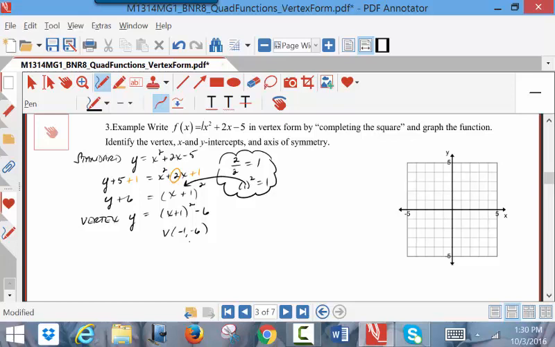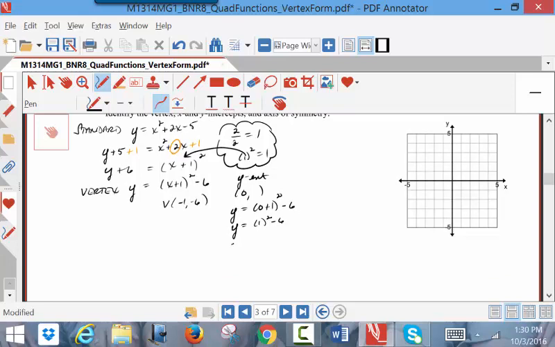This one says x and y intercepts, but I think I'm just going to do the y-intercept because of space, really. My y-intercept is the point where the x value is 0. So I get y equaling 0 plus 1 squared minus 6. Y equaling 1 squared minus 6. Y equaling 1 minus 6, which is -5. So I got a vertex, and I have a y-intercept.